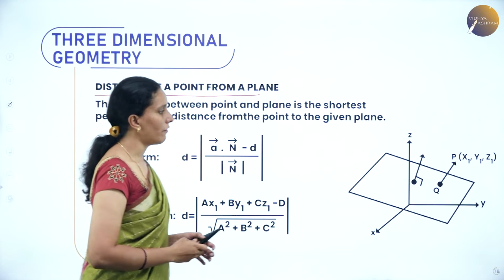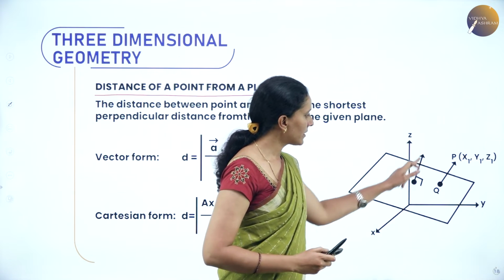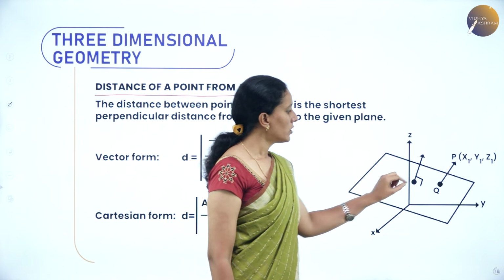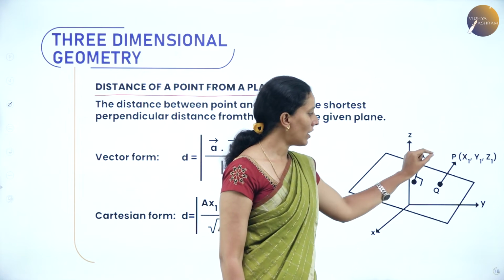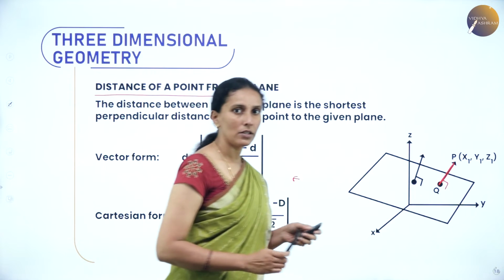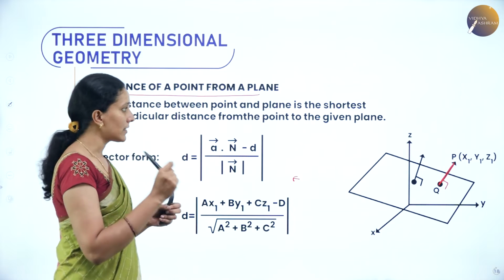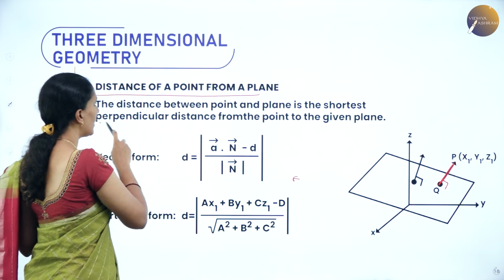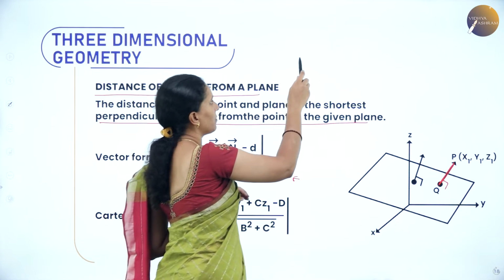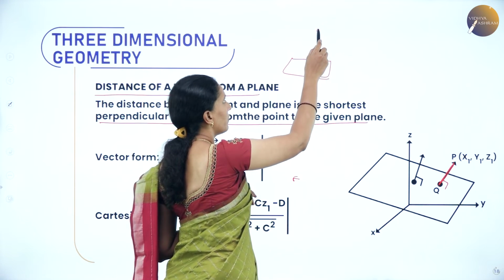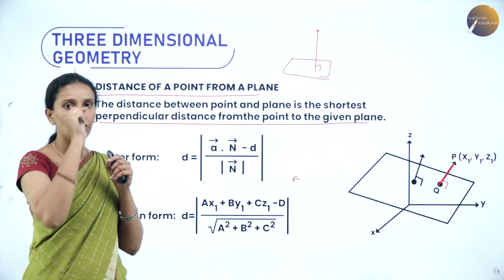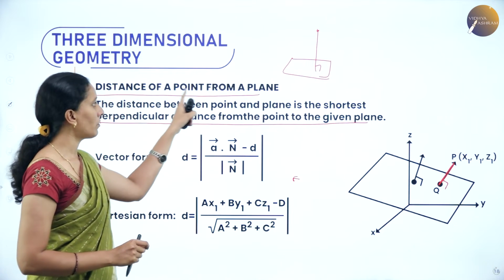Next, distance of a point from a plane. Whenever you have a plane here whose normal is given, and there is a point P (x1, y1, z1), what is the distance between the plane and the point? That distance is measured as the perpendicular distance. So the distance of a point from the plane is nothing but the perpendicular distance from the point to the given plane, wherever the point may lie. Suppose this is the point P, then exactly the perpendicular distance from the plane to the point is the distance of a point from a plane.